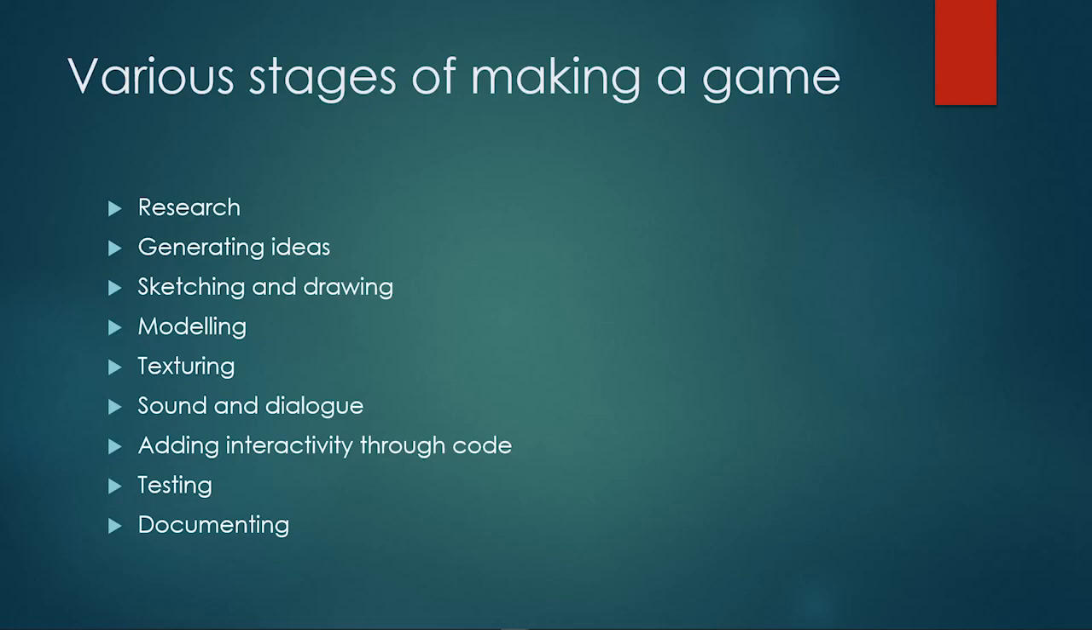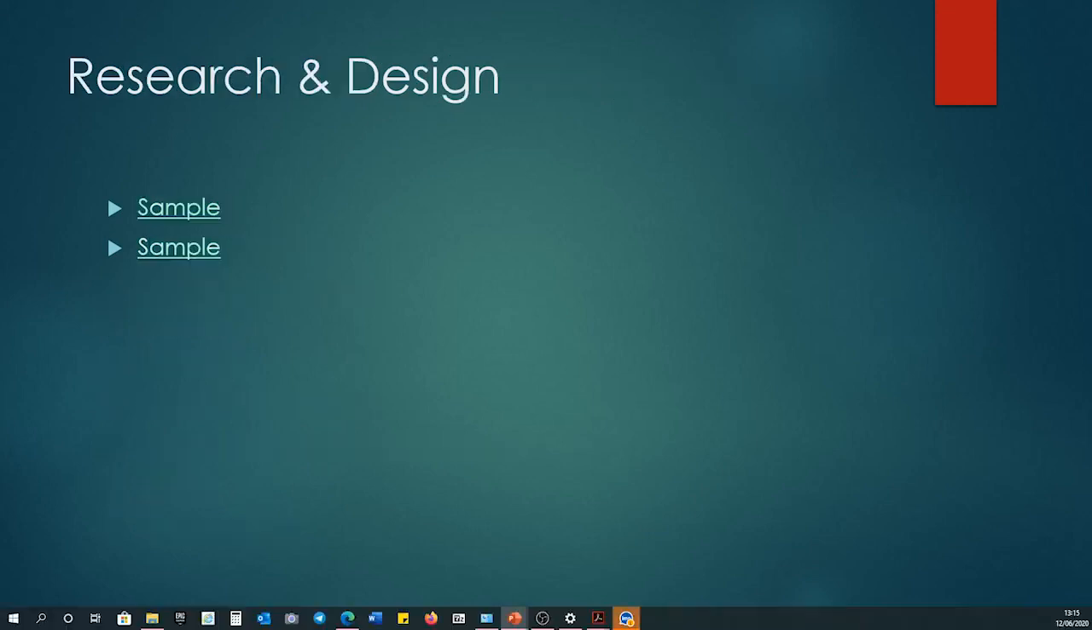And of course, once you have these assets, you bring them together in an environment within a game engine to put everything together, and then you use code to add interactivity to your game. You test to make sure everything works, and then of course you document your game. So there are a variety of stages and skills that are required for this. Let me just show you what I'm talking about.